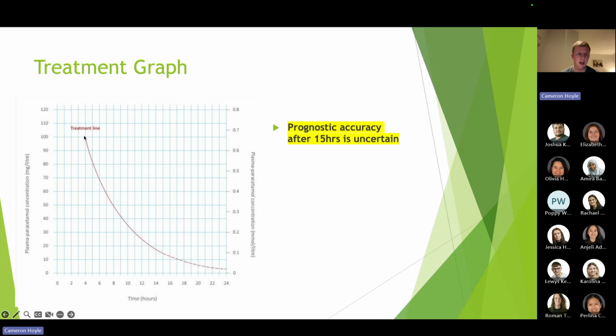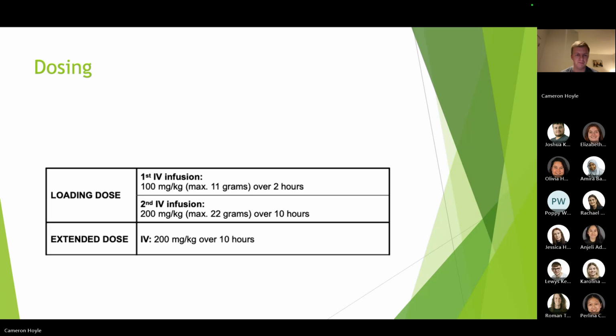You need to take the paracetamol level at 4 hours if you're not treating, not before. Ideally, you want to take it within 15 hours, because after 15 hours it doesn't become as accurate, but needs must. And obviously, if your paracetamol level then comes back above the treatment line somewhere here, then you would start the treatment with NAC, which we will touch on.